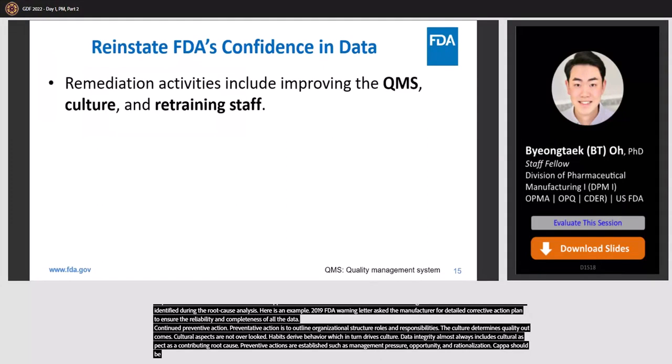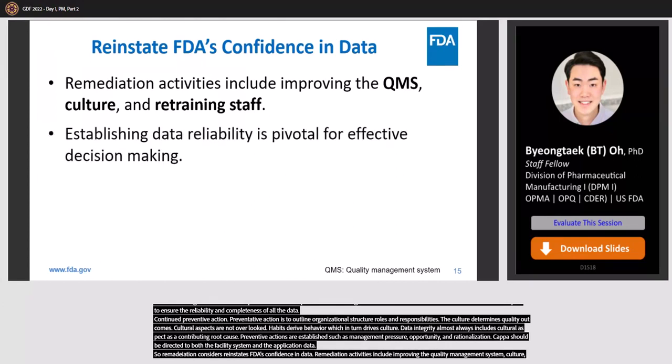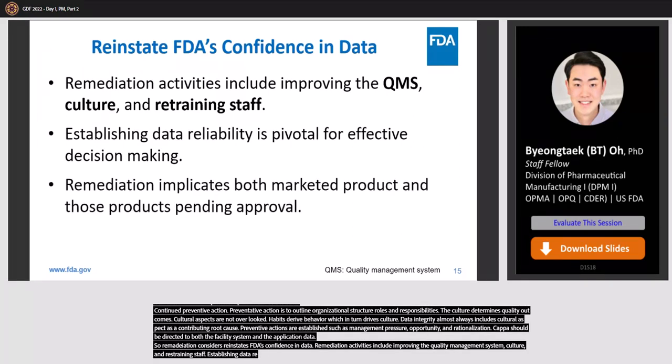Solid and appropriate remediation considerations reinstate FDA's confidence in data. Remediation activities include improving the quality management system, culture, and retaining staff. Establishing data reliability is pivotal for effective decision-making. Remediation implicates both marketed products and those products pending approval.